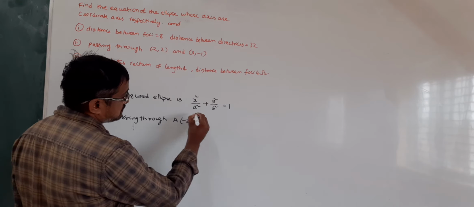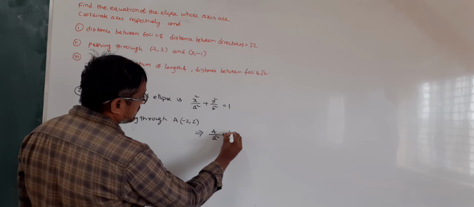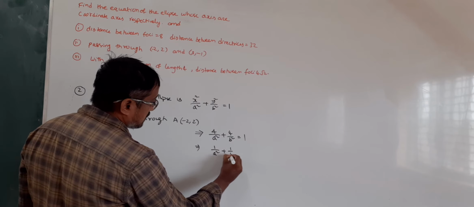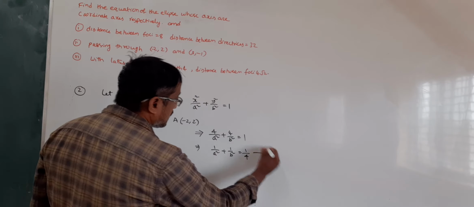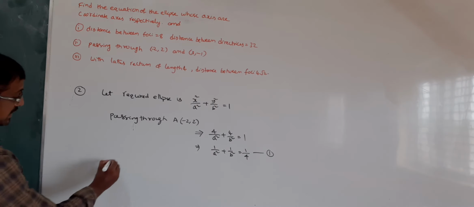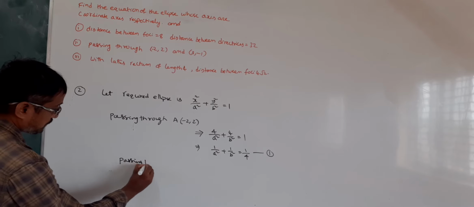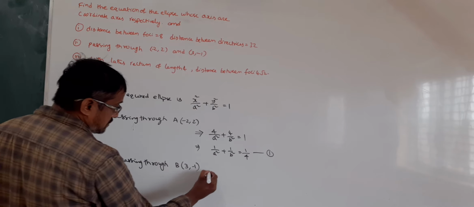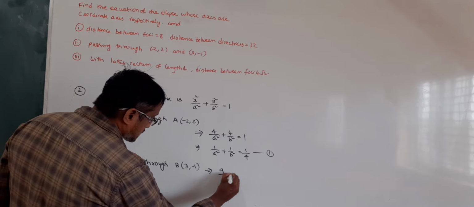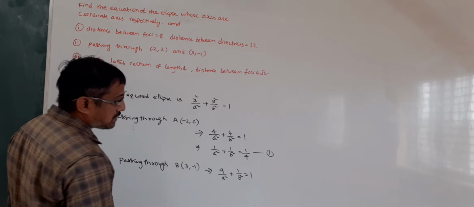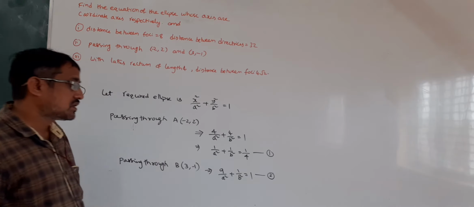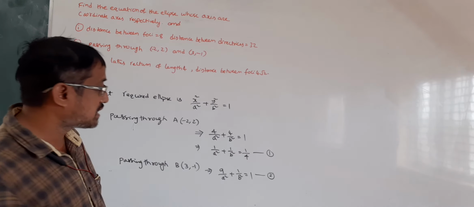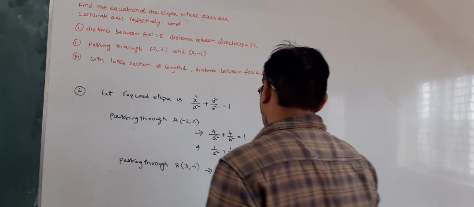So by substituting this point, you will get 4 by a square plus 4 by b square is equal to 1. So 1 by a square plus 1 by b square is equal to 1 by 4. Let it be equation 1. And again ellipse is passing through B 3 comma minus 1. So you will get 9 by a square plus 1 by b square is equal to 1. Let it be equation 2. Now you have two equations and two variables. So you can solve them and find the values of a square and b square.